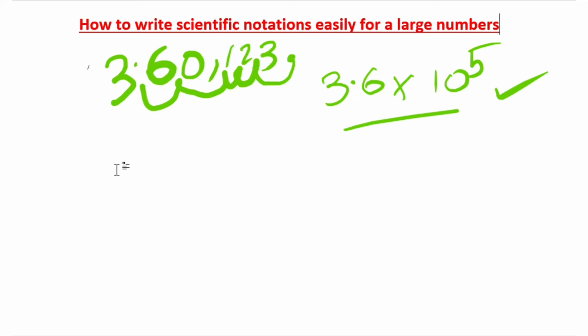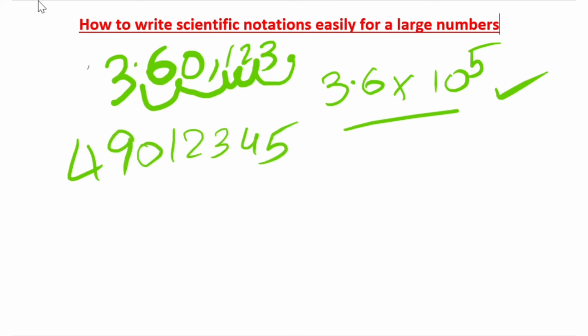I'm taking a random number like 49012345. It doesn't matter how big the number is, the process remains the same. Let's consider the decimal point over here and apply the same procedure I did previously: 2, 3, 4, 5, 6, 7. So there are 7 decimal places possible.